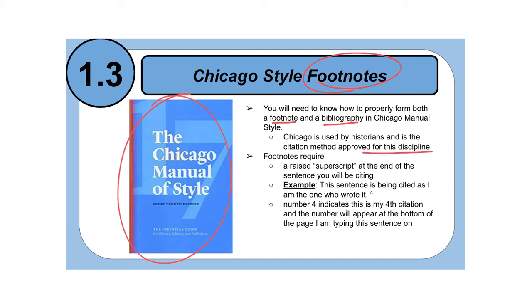Footnotes require a raised superscript at the end of a sentence that you will be citing. You can see an example of it right here with the little tiny 4. The number 4 indicates that this would be my 4th citation, and the page number will appear at the bottom of the page that I'm typing the sentence on. You will see several examples throughout the activities that we'll do for this particular lesson. But Chicago-style footnotes do require a superscript at the end of the sentence you're citing.